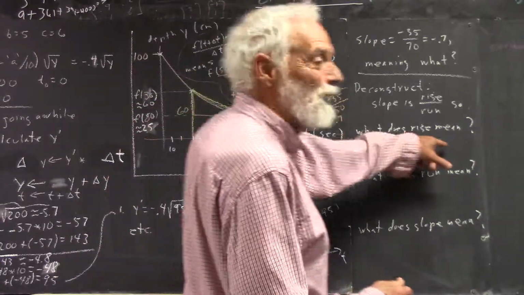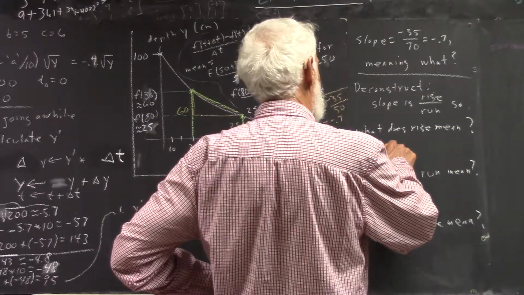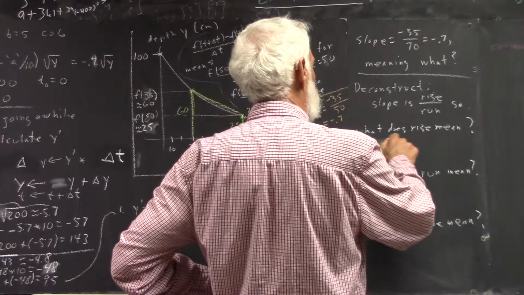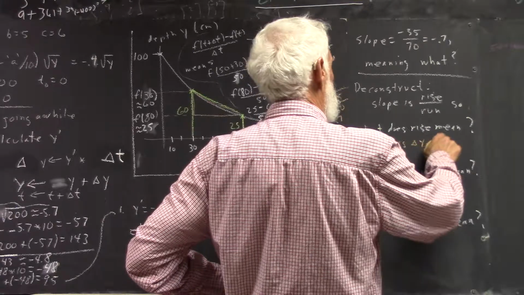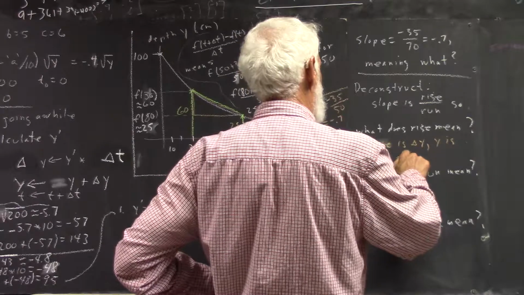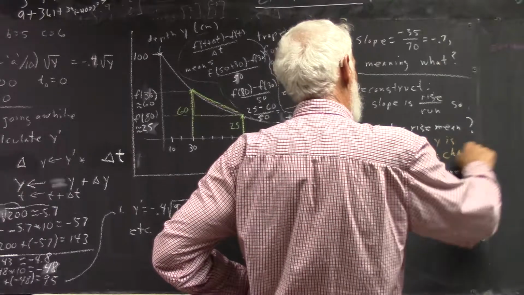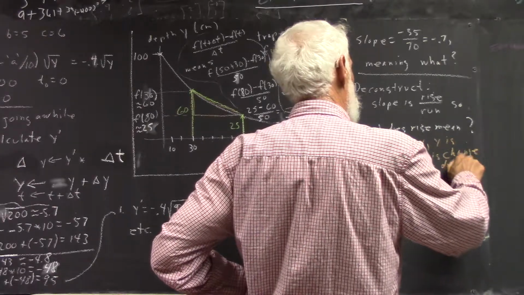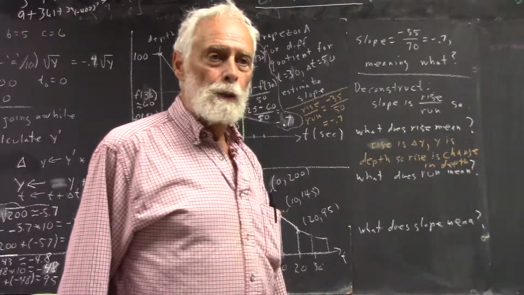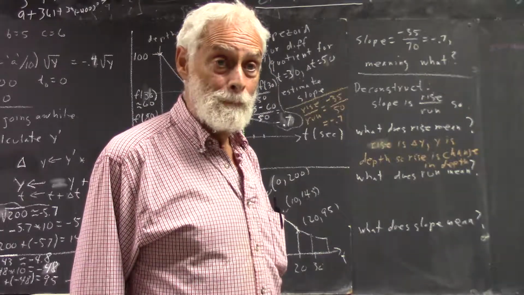What does a rise mean? Change in altitude or depth. I always end up writing more than I intend to. But you understand, this says rise is delta y is depth, so rise is change in depth, right? Make sense?